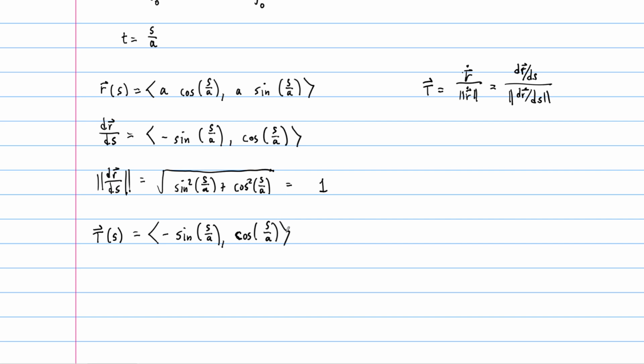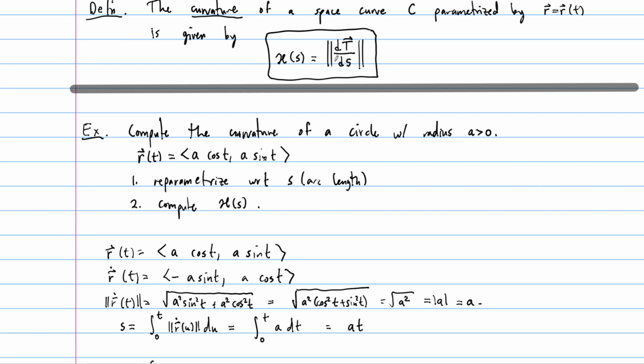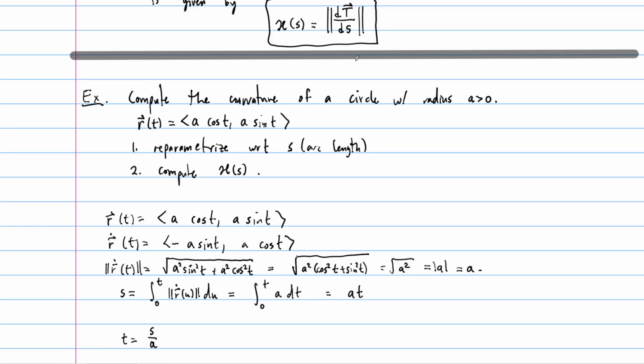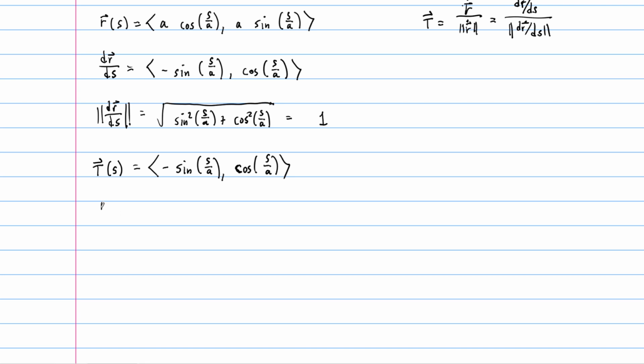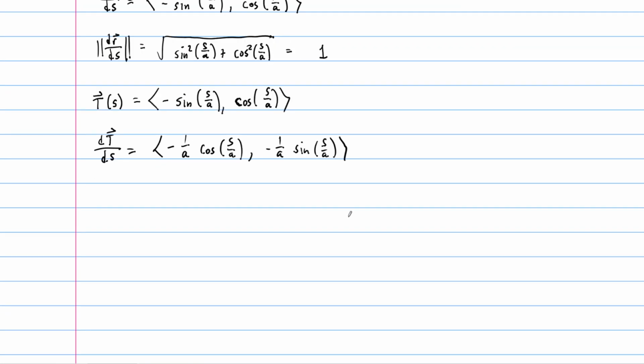And now we need to take the derivative of this. Remember, the curvature is defined to be dT by ds, the derivative of the tangent vector field with respect to arc length. So we take another derivative, right? So dT by ds is going to be a vector function whose components are now, again, chain rule applies. So 1 over a cosine of s over a, negative, stays there. This one we get a negative, and then a 1 over a sine of s over a, and we're almost done, right? The curvature is the magnitude of this, or the length of this.